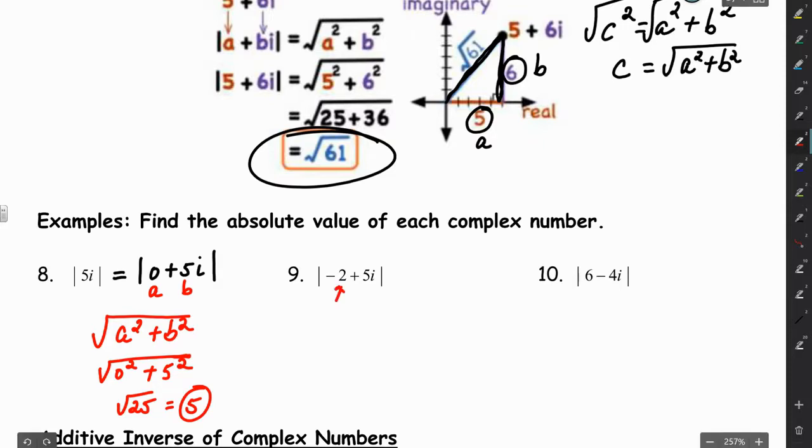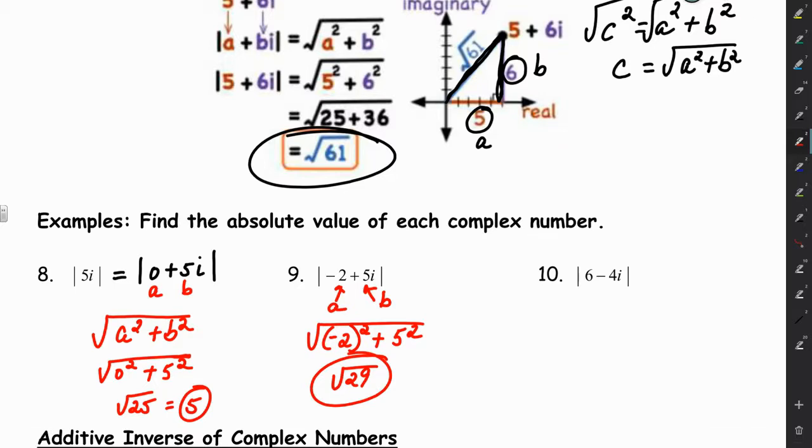All right. This one, a is negative 2, b is 5. I'm going to have the square root of a squared plus b squared. That's going to give us the square root of 29. And the last one, a is equal to 6, b is equal to negative 4. So we're going to have 6 squared plus negative 4 squared. That's going to give us a value of the square root of 52.